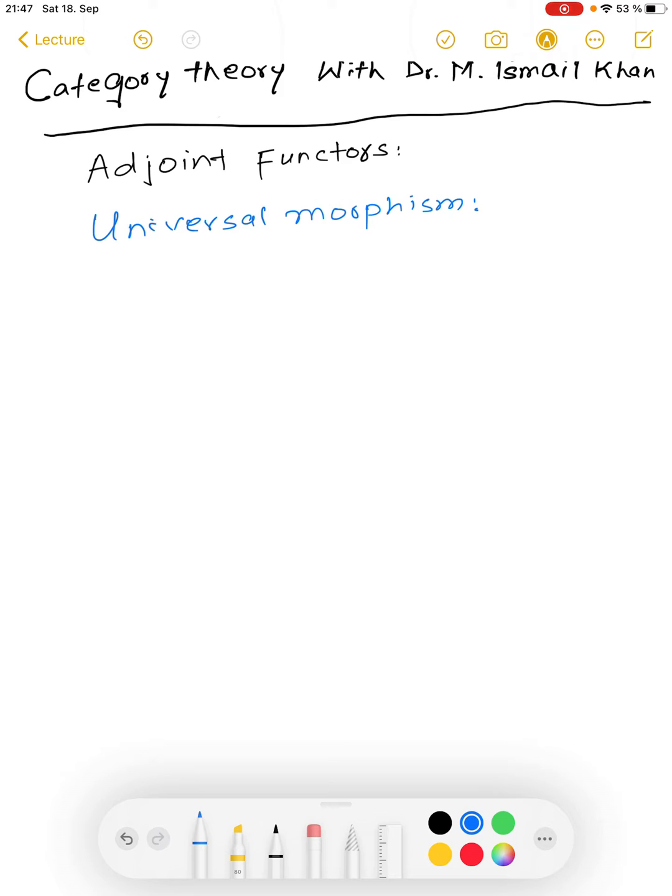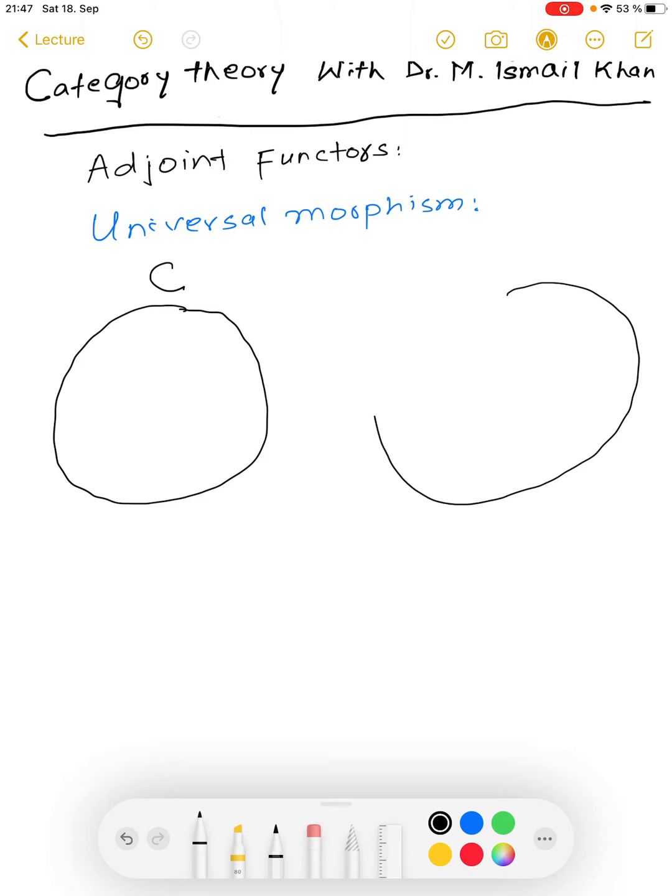Let me say we are having two categories. One category is C. We represent this by C. And the other category is D, the second category. There will be objects in each of these categories. Let me say there is an object A over here, and there is also an object A prime over here. There can be many objects in the same category. So let me just consider these two objects, A and A prime. Similarly, there will be also objects in D category. So for example, we have X here. X is the object of D.